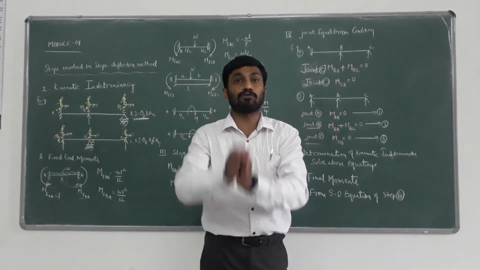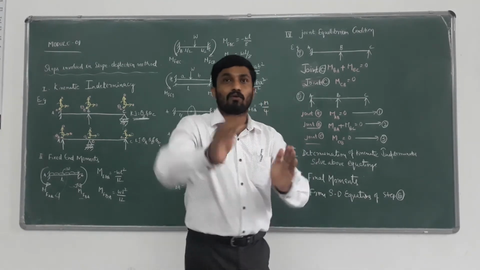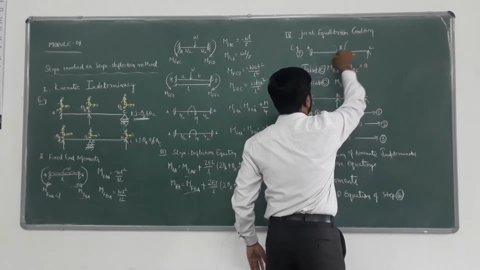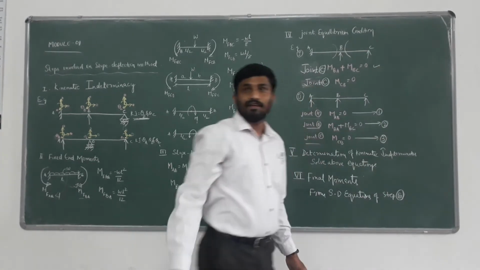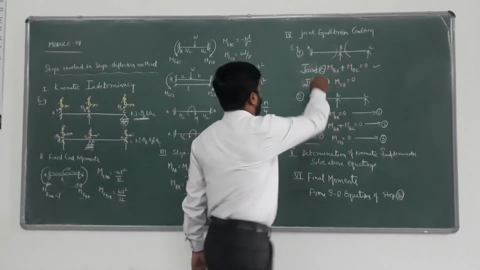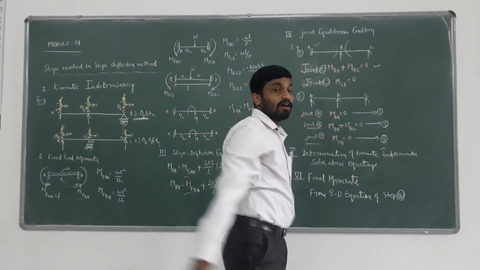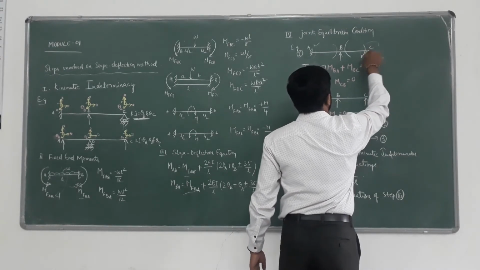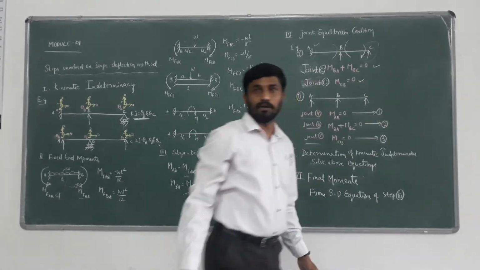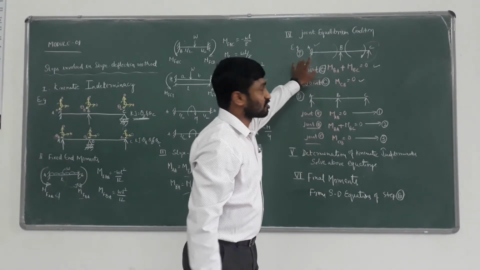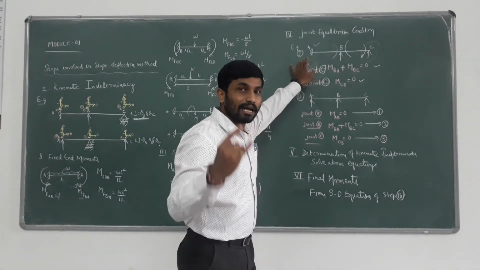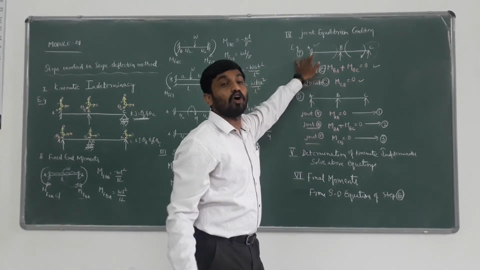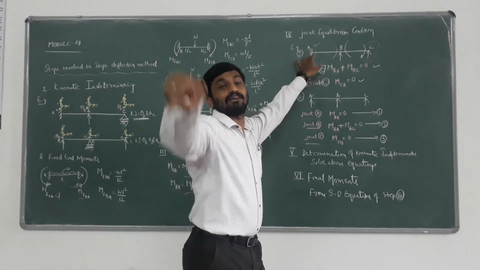What do we have to do? We have to take summation of moments. What is meant by summation of moments? We have to take BA and BC: MBA plus MBC equals 0. Here it's already in equilibrium because of fixity. If you consider this span, you have to take this moment, that is MCB equals 0. This structure has two joint equilibrium conditions, one at the intermediate joint and one at the end joint. You are not considering joint A because joint A is fixed, it's already in equilibrium.